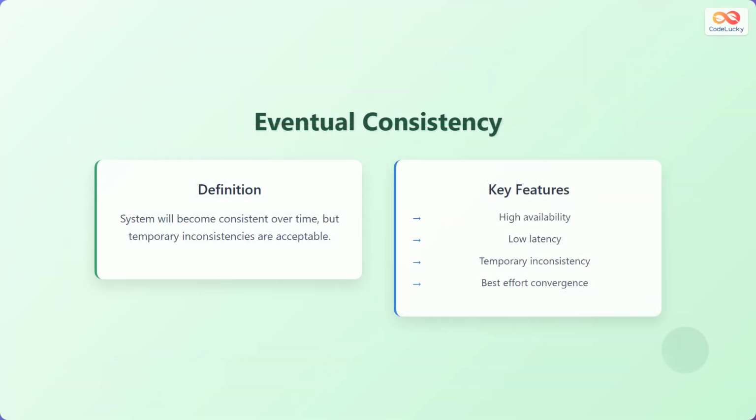Now let's examine eventual consistency. With eventual consistency, the system will become consistent over time, but temporary inconsistencies are acceptable. Key features include high availability, low latency, temporary inconsistency, and best effort convergence.